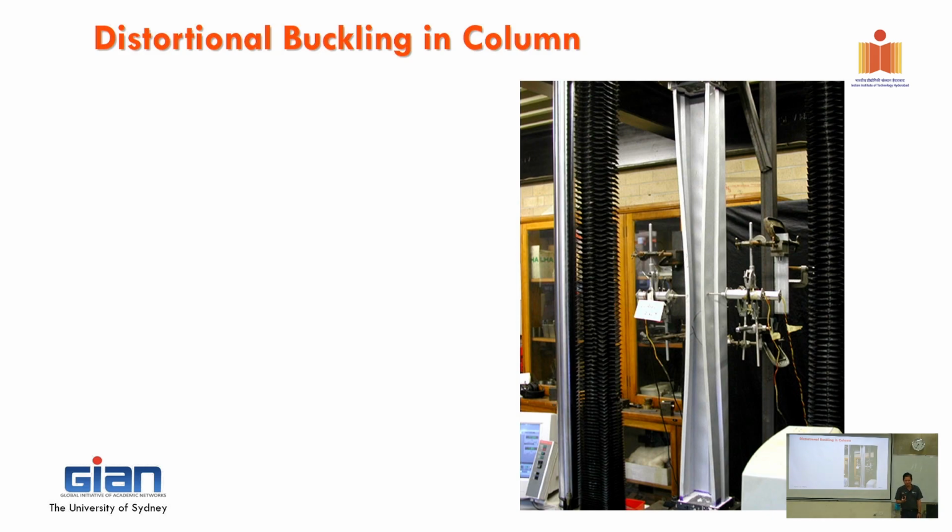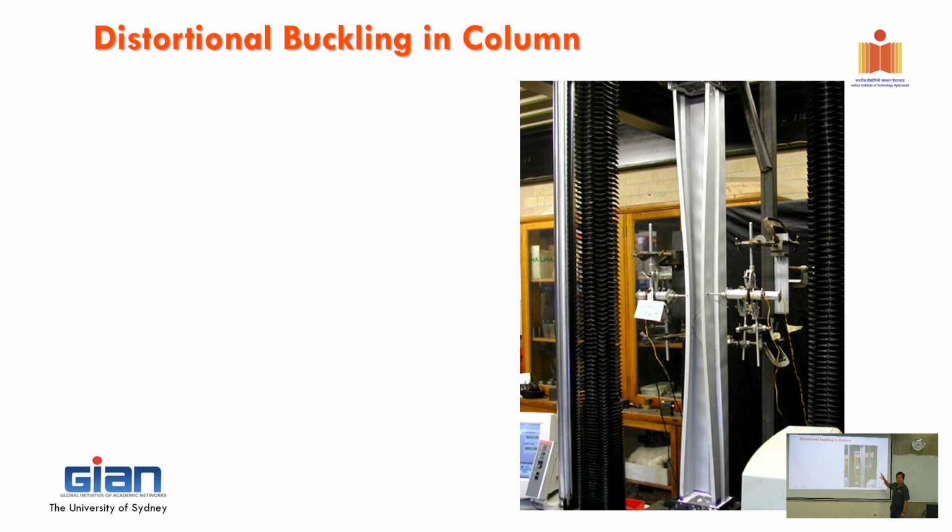And then he wrote one of the famous papers in 1976 about distortional buckling. That's one of the first papers on distortional buckling. And if you have time, you should read that paper. It's the most cited paper on cold formed steel, I think. It's worth looking at. So in 1976, the paper by him, Hancock.